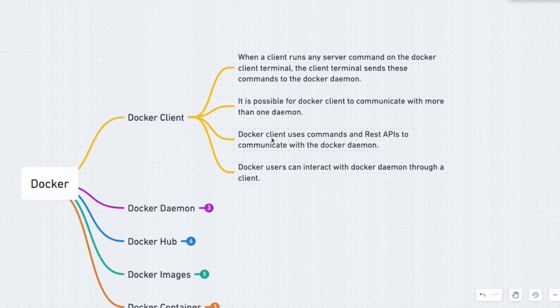So when we run any Docker command, that means we are interacting with the Docker daemon, and we interact with the Docker daemon with the help of the Docker client. When we run a command like docker run hello-world, that docker refers to the Docker client, and we are saying, hey Docker client, please send this request to the Docker server or Docker daemon, because we want to run this container or image from the Docker server.